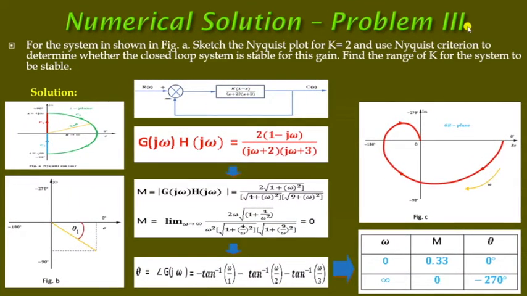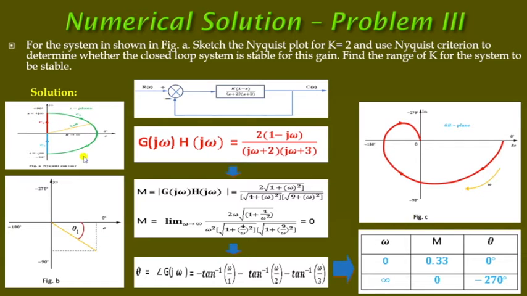Numerical solution, problem 3. For the system shown in the figure, sketch the Nyquist plot for k equal to 2 and use the Nyquist criterion to determine whether the closed loop system is stable for this gain. Find the range of k for the system to be stable. Here a unity feedback system is given, H is equal to 1.